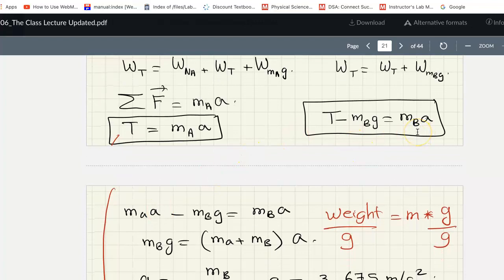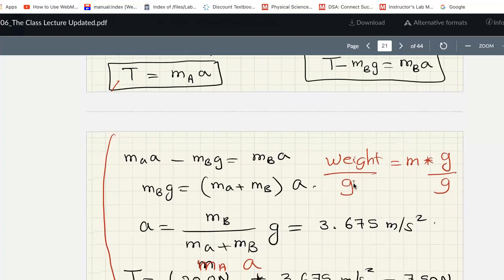That should be negative here. Okay. And then here I can substitute the value for T, m_A a minus m_B g equals negative m_B a. That is really the Newton's second law equation. m_B g equals m_A plus m_B times a, after fixing the minus sign. And then a can be calculated as m_B divided by m_A plus m_B times g. And then the acceleration was calculated as 3.675 meters per second squared.